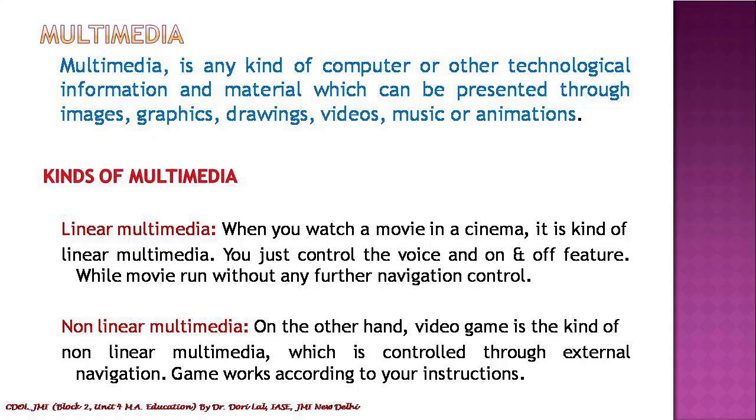So the definition of multimedia is any kind of computer or other technological information and material which can be presented through images, graphs, drawings, videos, music, and animations. There are different kinds of multimedia. It is linear multimedia and non-linear multimedia. In linear multimedia, when you watch a movie in a cinema, it is a kind of linear multimedia where you just control the volume and on and off feature while the movie runs without any further navigation control. In non-linear multimedia, a video game is a kind of non-linear multimedia which is controlled through external navigation, and the game responds according to your instruction.